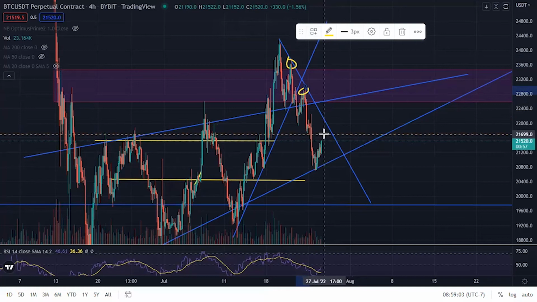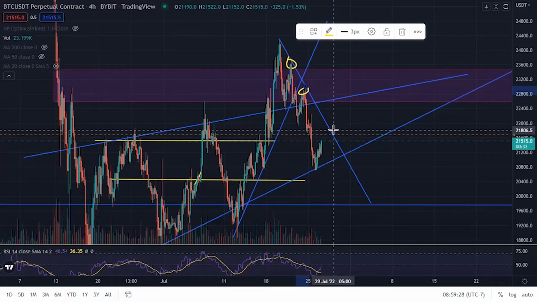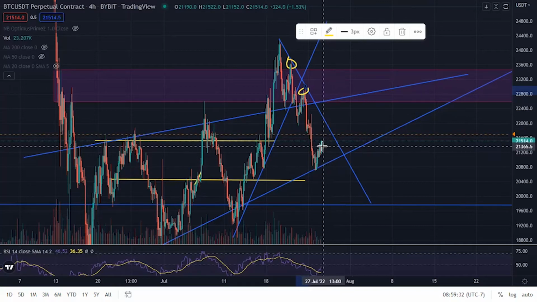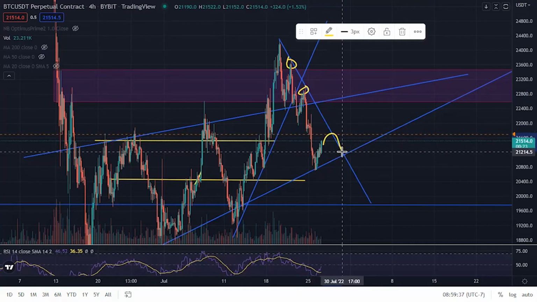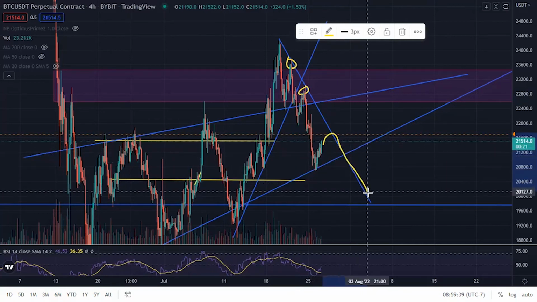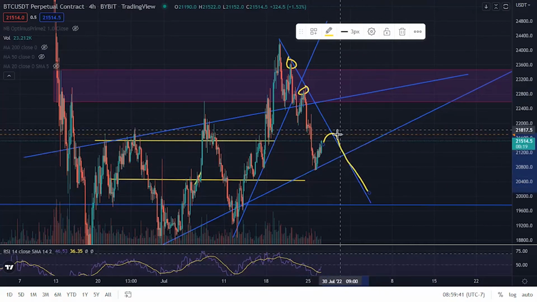So this is what I see happening. I basically see the price getting rejected around this line. So this would be between 21,700 and 21,800, I would say. Okay, so I expect the price to start getting rejected around these price levels here. And from there, what I see happening, we might start falling back down and then eventually break this trend line.